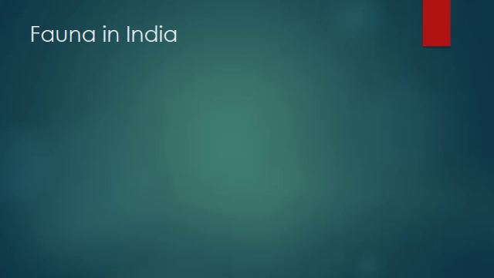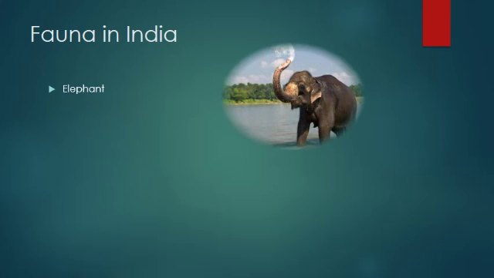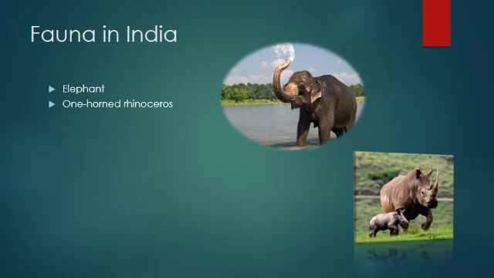Some of the animals and birds found in India are elephant. The elephant is the most majestic and the largest mammal found in our country. It is found in the forests of Assam, West Bengal, Madhya Pradesh, Karnataka, Tamil Nadu and Kerala. The one-horned rhinoceros. The one-horned rhinoceros is an endangered species. It is now confined to restricted locations in Assam and West Bengal.